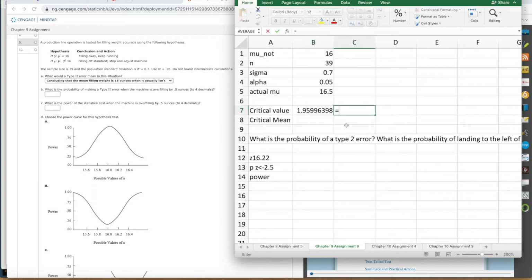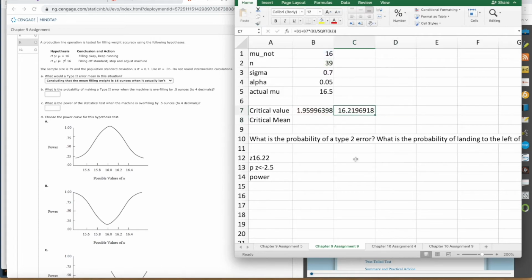Notice that I could take 16 plus my critical value multiplied by how many standard errors I need to go above the null to reject it, times, well, what is my actual standard error? It's sigma divided by the square root of n. That's my standard error, right?